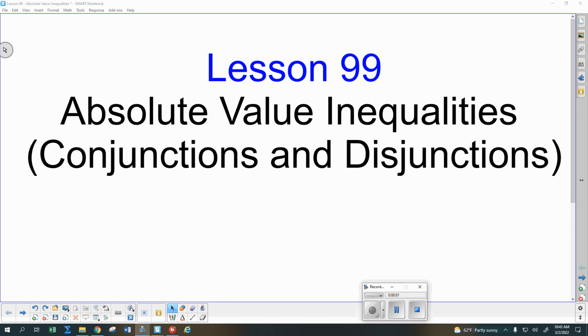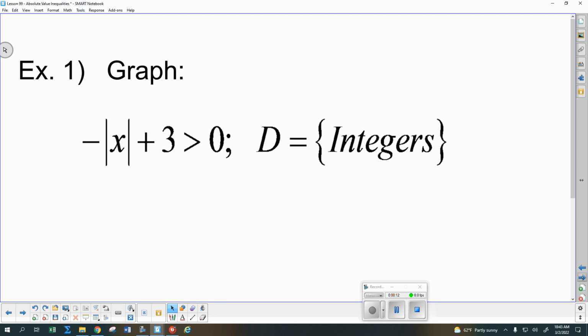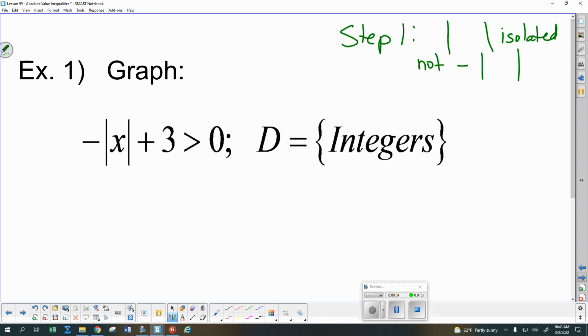In lesson 99 today, we're going to talk about absolute value inequalities, and they're a special kind of conjunction and disjunction that we've already been doing. So if we have something like this and we want to graph it, step one is to get the absolute value of whatever isolated, not minus an absolute value. So I have to get that absolute value of x by itself.